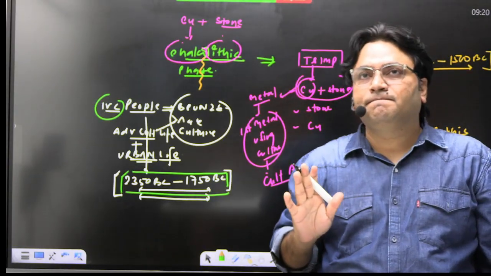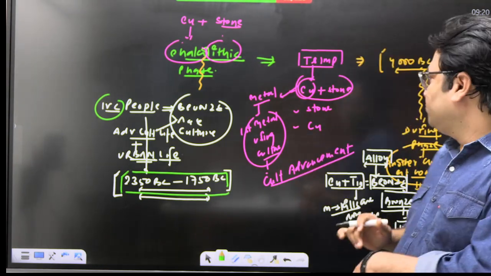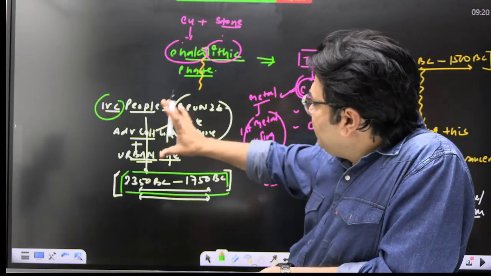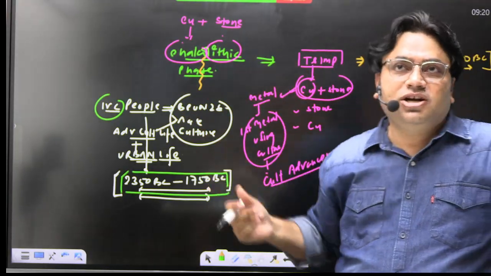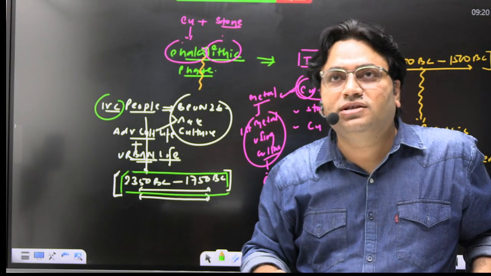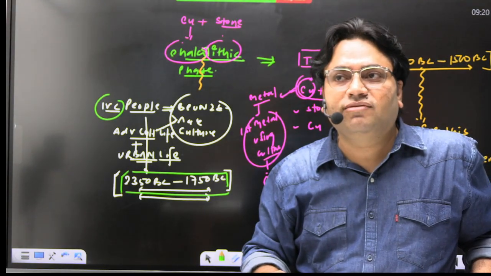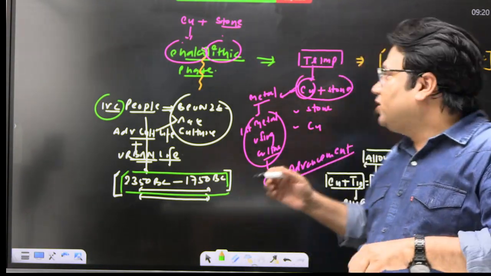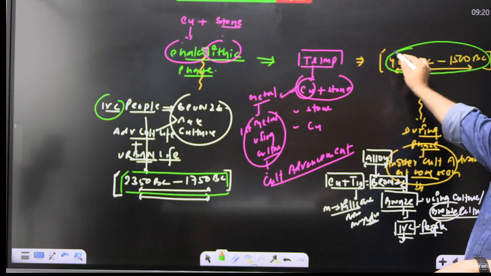Have you written? Now look here, an important point to be noticed: do you think that the IVC phase is part of the Chalcolithic cultural development phase? Yes or no? Look at the sketch. Is the IVC phase part of the Chalcolithic cultural development phase? Exactly, because this is the Chalcolithic period, 4000 BC to 1500 BC.